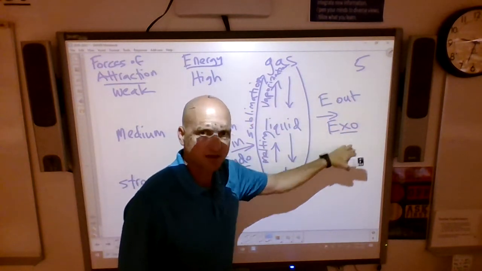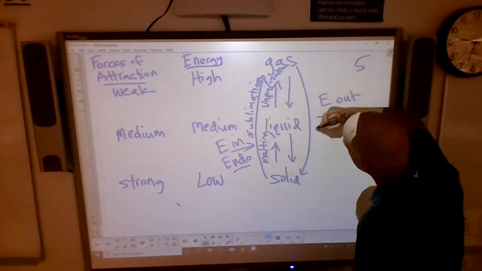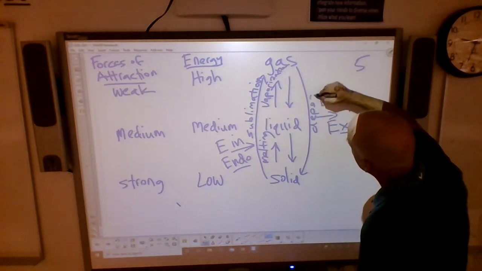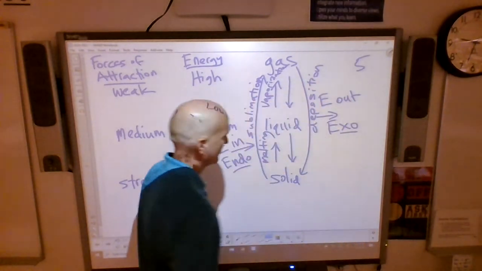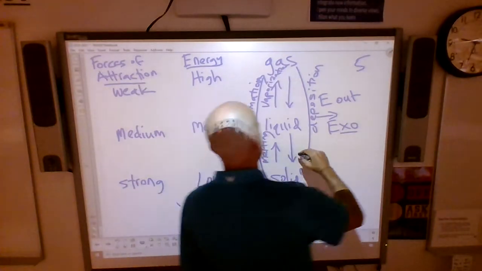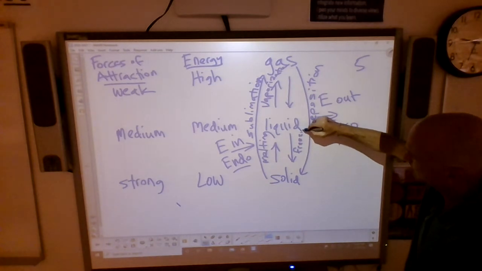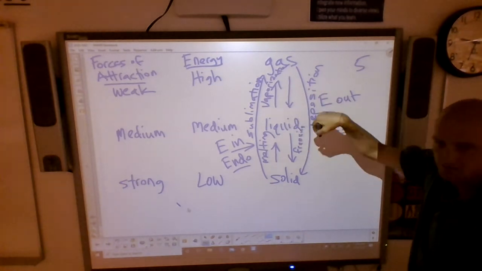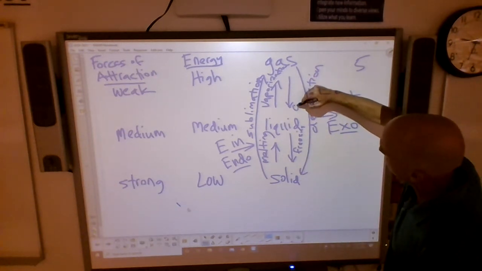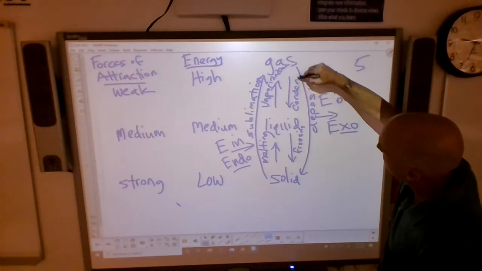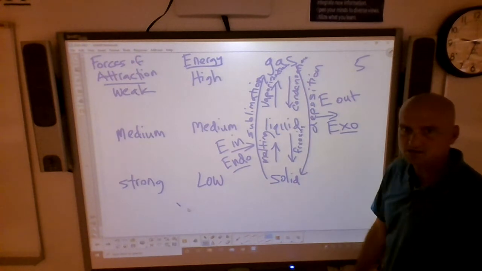All 3 of these on the right side are exothermic. This one here is called deposition. So gas down to solid. From liquid to solid, that's called freezing. You're probably familiar with that. Freezing is exothermic. Energy has to come out, has to leave the liquid to become a solid. And this is called condensation. Exothermic, energy has to come out of the system.